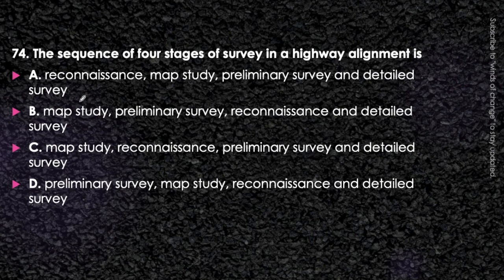It will be, first of all we will go for the map study. We will first of all do the map study, then only we will proceed. Our physical presence can only be after the map study. So after map study we will go for the recce survey, that is called the reconnaissance. So the sequence will be map study, then reconnaissance, and after that we will go for the preliminary survey and then detailed survey. So option C will be the correct answer. Okay, memorize it, it is also important.